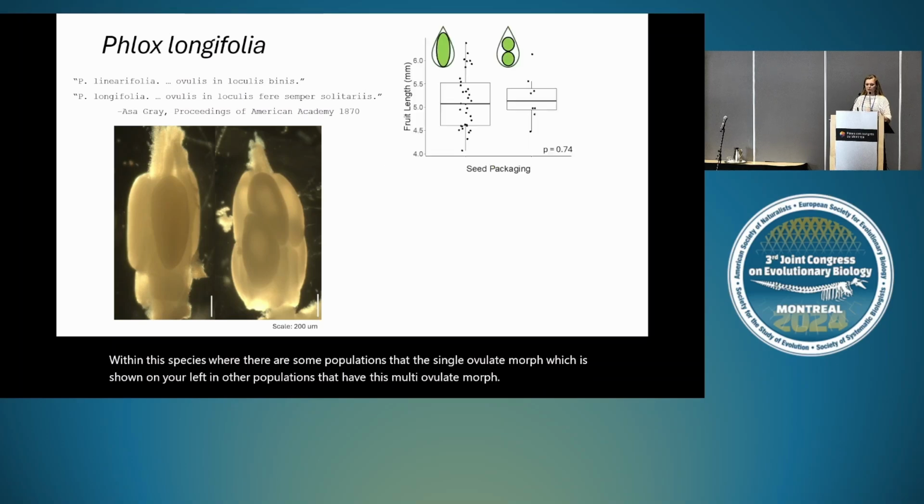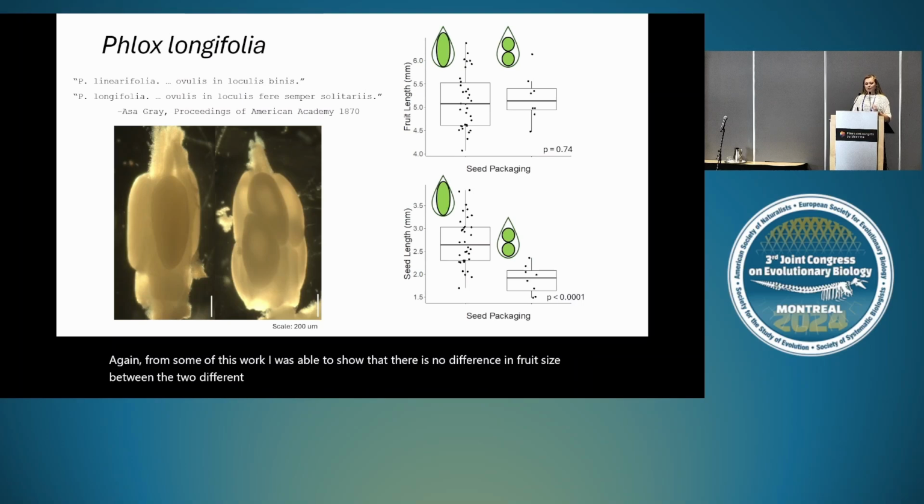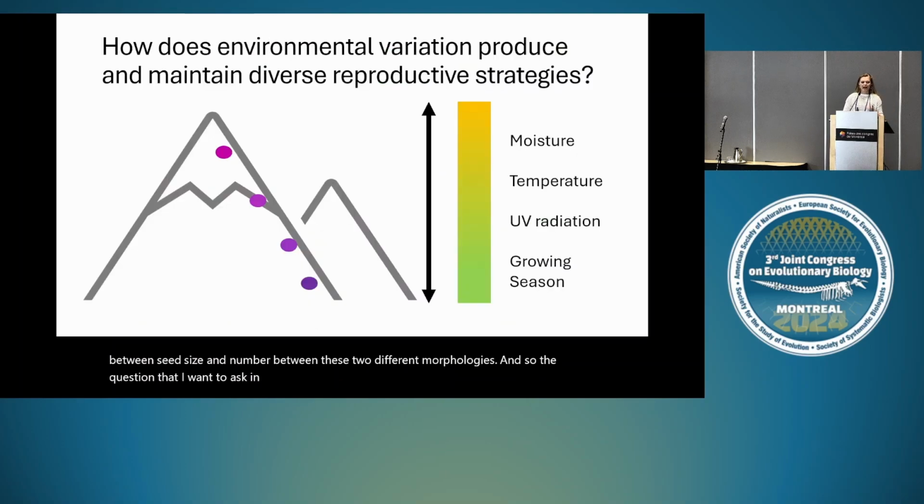Again, from some of this work, I was able to show that there is no difference in fruit size between the 2 different morphs, and that the variation we're seeing between them is that seed size is what's variable. And so this very clearly shows the trade-off between seed size and number between these 2 different morphologies. And so the question that I want to ask in this particular project is, how does environmental variation produce and maintain diverse reproductive strategies?